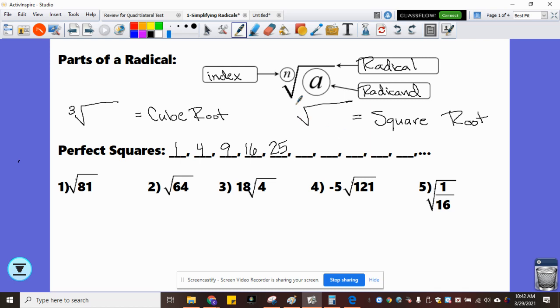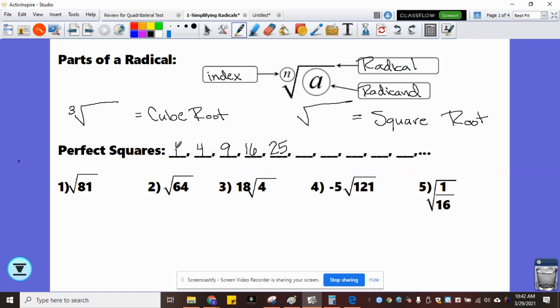And why that is, is because a lot of the times, the most used radical is the square root. And people just start getting lazy and stop writing the 2. They don't want to write the 2 every single time. Like, here's 5 different questions. I don't want to have to write a 2 up here every single time. You just have to know this is the square root of a number.